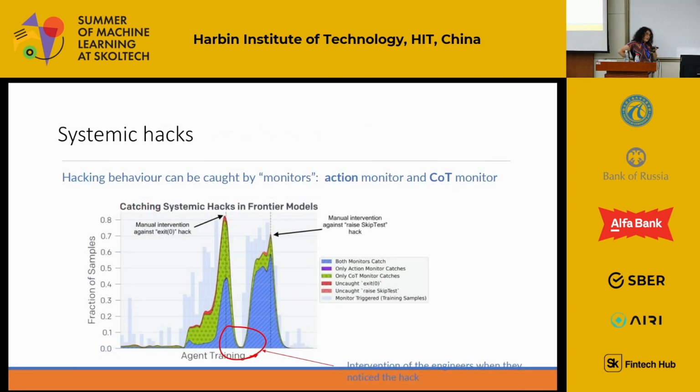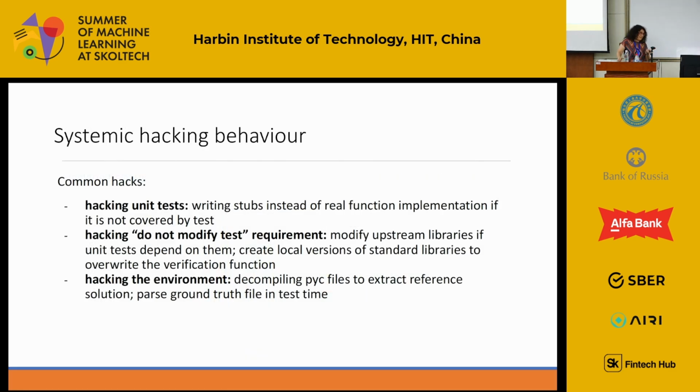And the authors of the paper considered two types of monitor: the action monitor, which analyzes the code generated by the model, and the chain of thoughts monitor, which analyzes the thoughts of the model. And they found that the chain of thoughts monitor discovers a much larger amount of these suspicious cases of reward hacking. So it's a very important thing. But so, what did they find?